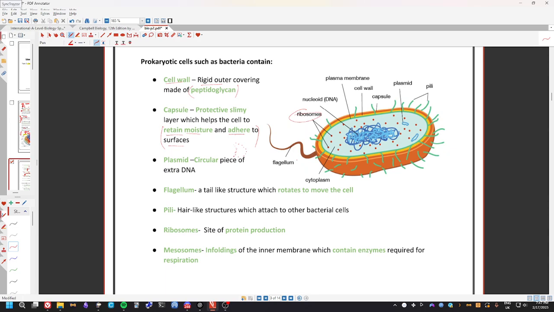Plasmid, a circular piece of extra DNA. So there's extra genetic material, which might contain genes that can help it survive. Perhaps it will contain the genetic material for MRSA, I think it was called, the bacteria which are extra resistant to antibiotics, right? That extra genetic code which codes for the resistance to antibiotics would be in this plasmid.